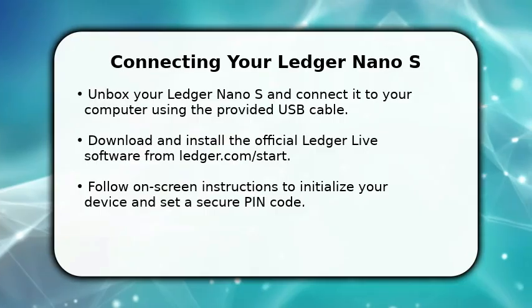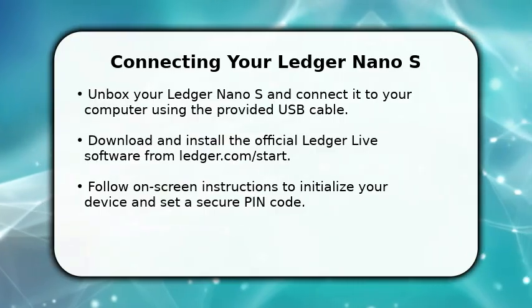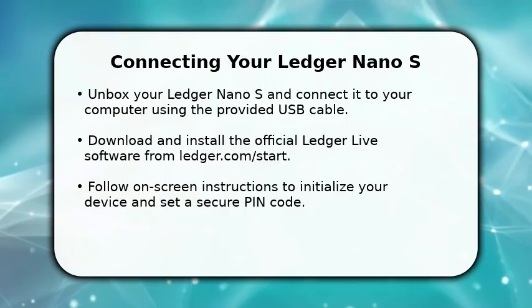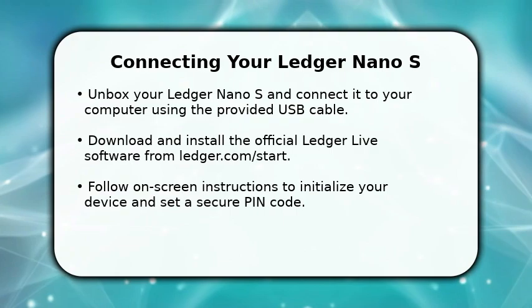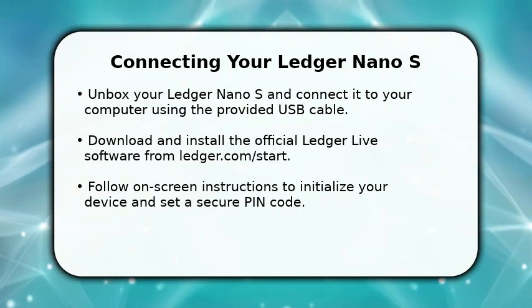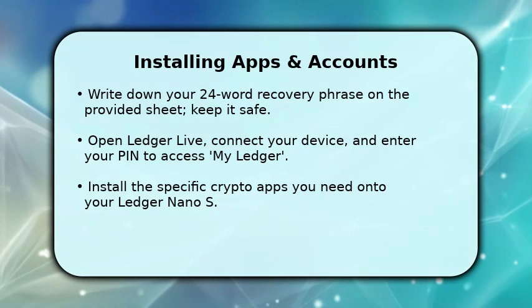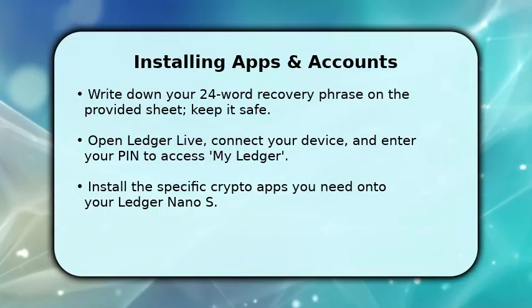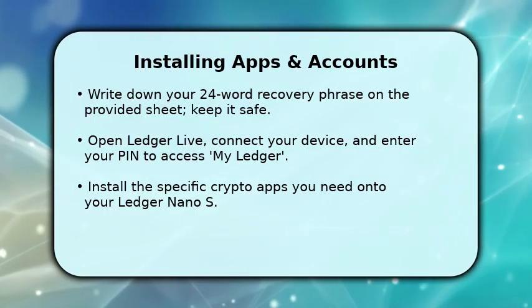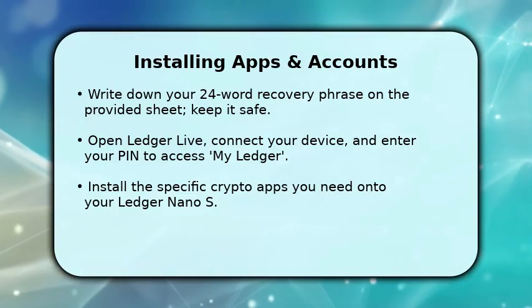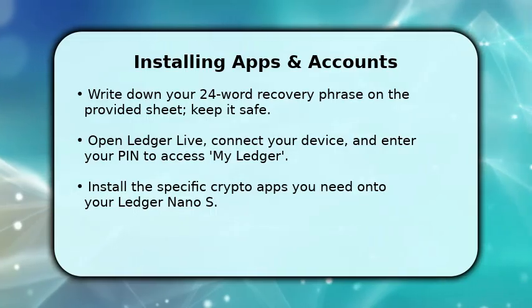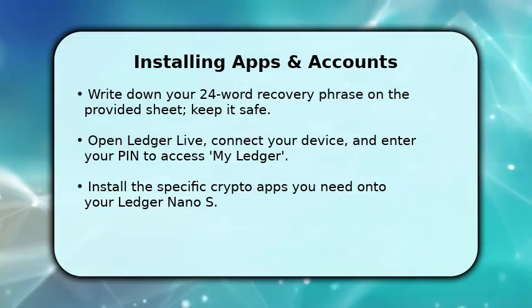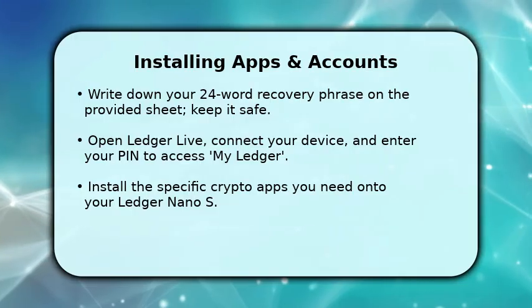Once installed, open Ledger Live and follow the clear on-screen prompts to initialize your Nano S, which includes setting up a secure 4 to 8-digit PIN code for device access. After setting your PIN, the device will display a 24-word recovery phrase. Write these words down precisely on the recovery sheet and store it in a very secure, offline location. This phrase is your only backup.